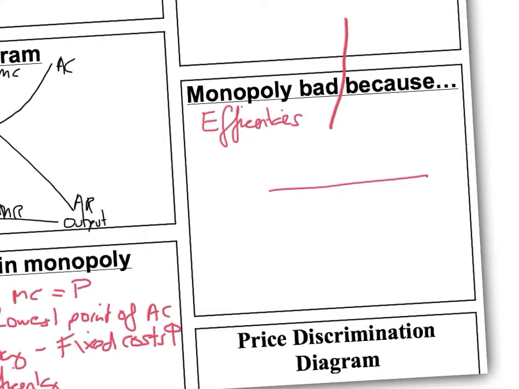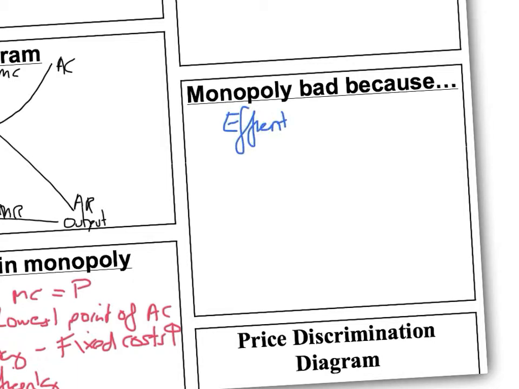To be honest, don't worry about the diagram too much for the X inefficiency one. It's just an AC curve below another AC curve. But let's not worry about that for the minute. Anyway, so far we've said monopolies are bad because of efficiencies. It's not efficient.